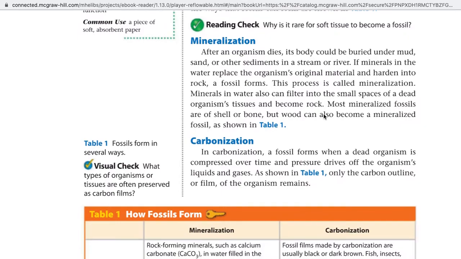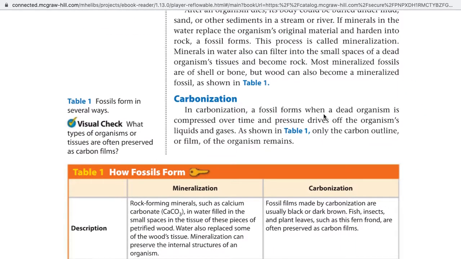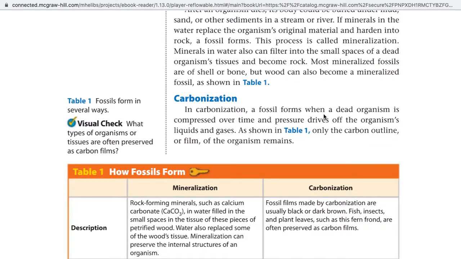So to become a fossil, it would be called mineralization. That's one way you could become a fossil. Carbonization is the other one? Well, that's why we get buried.